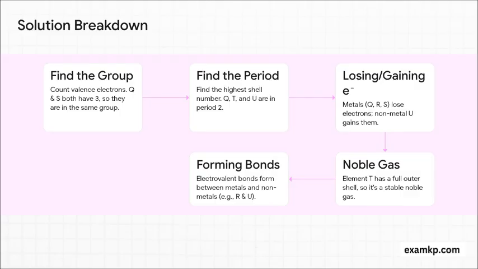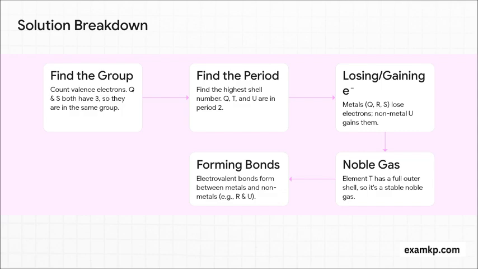Let's break this down. For part 1, finding the group, all we have to do is count the valence electrons, the electrons in the outermost shell. If you look at Q and S, they both have 3 valence electrons. Boom, same group. For the period, we just look for the highest shell number. For Q, T, and U, the highest number is 2. So they're all in period 2. See? It's a system. Once you know the rules, you can solve any part of it.